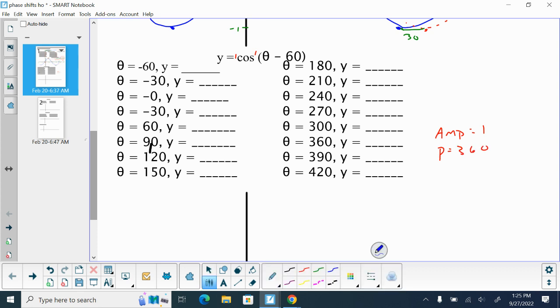But what we now have is this theta minus 60. So if we take a look at the horizontal phase shift, it is the value that's being subtracted from theta. The value being subtracted from theta is 60 degrees, which means all of our cosine points are going to move to the right 60 degrees.